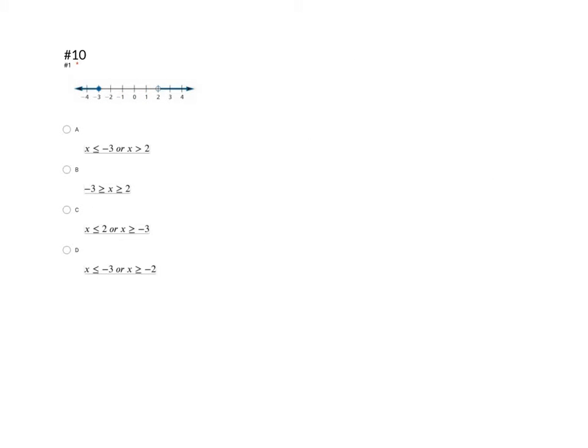Number 10, we can tell that this is an OR, so we should have x less than or equal to negative 3, and we should have x greater than 2. x less than or equal to negative 3 or x greater than 2. Looks like it's letter A.